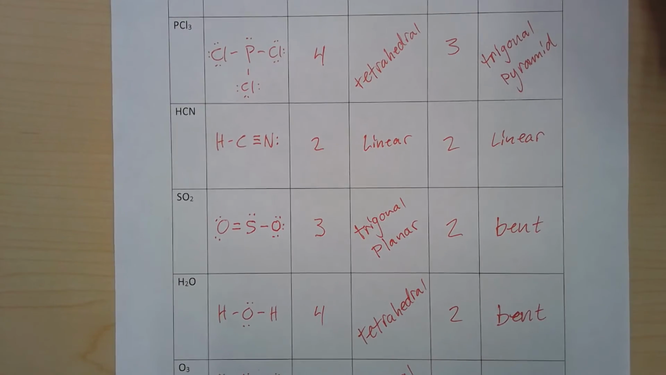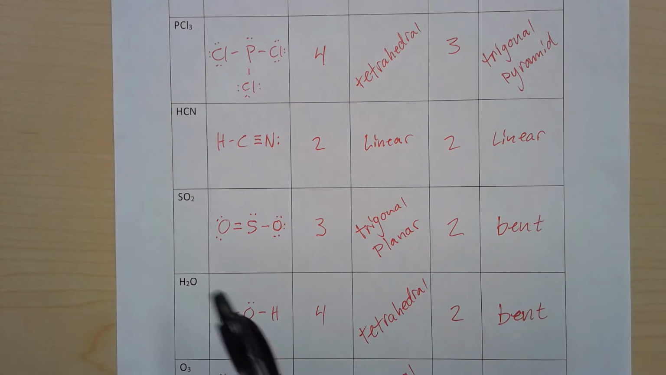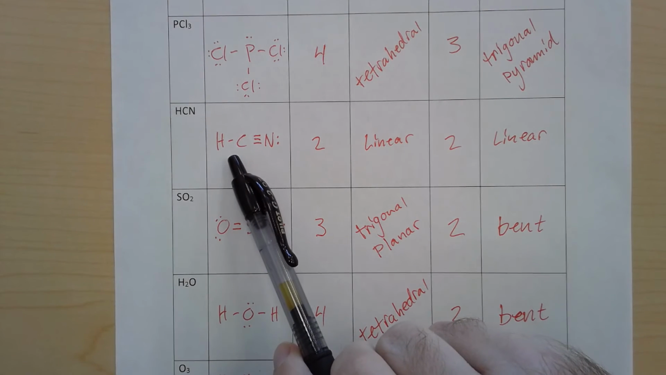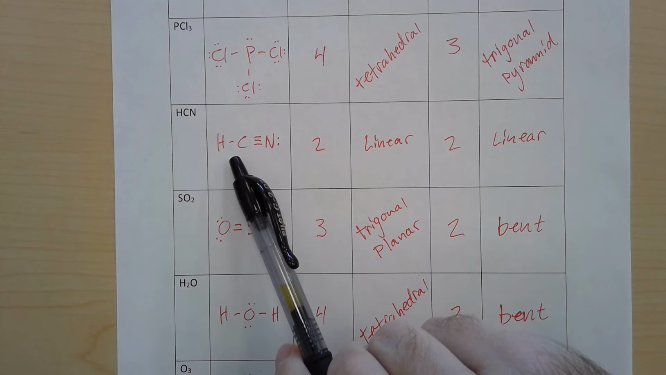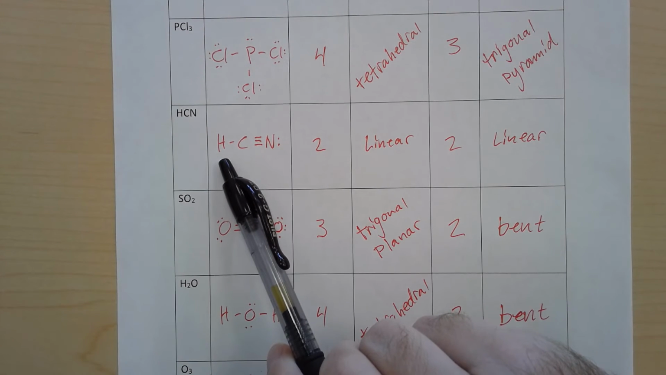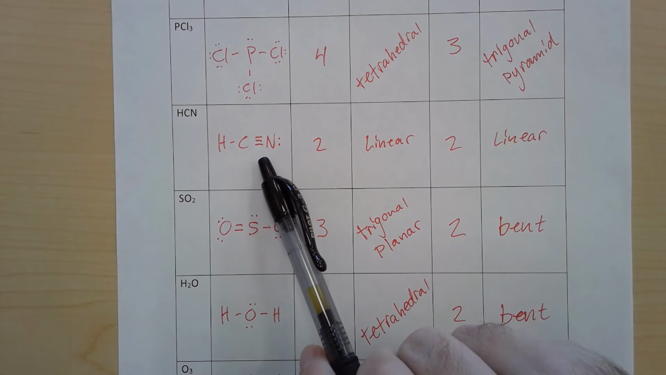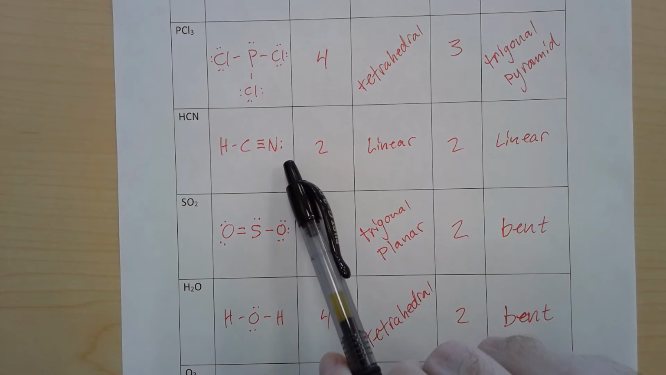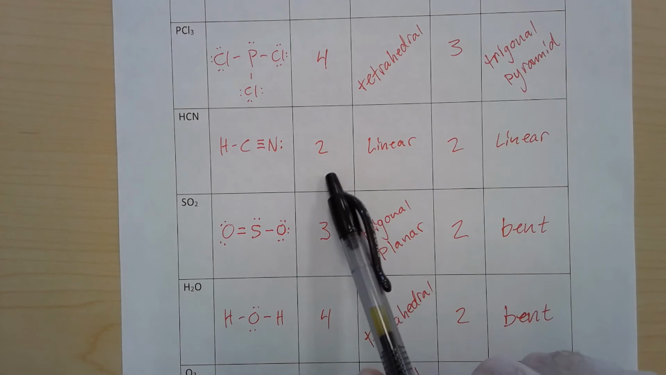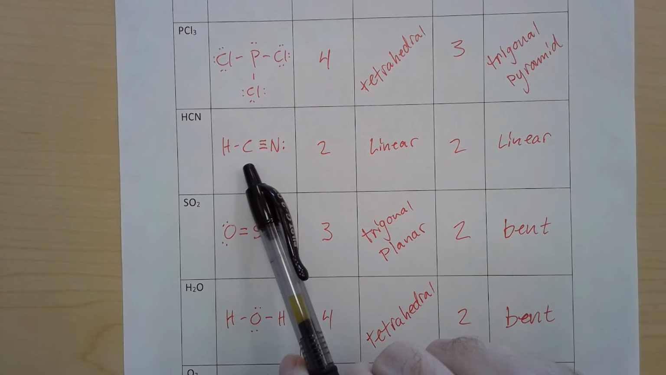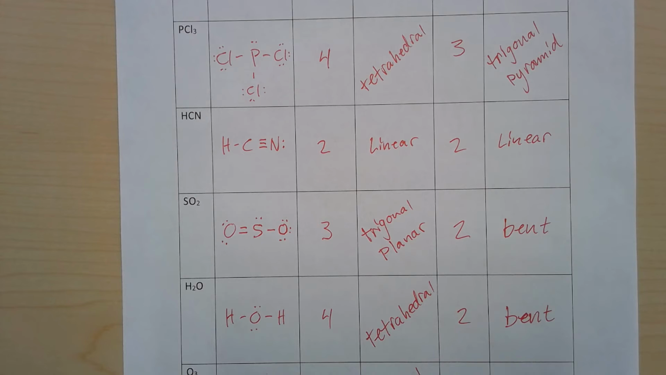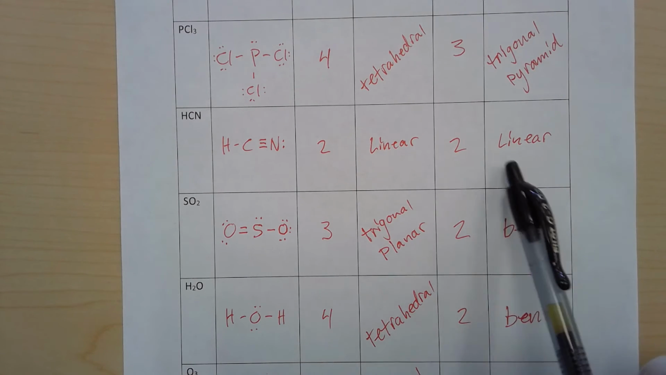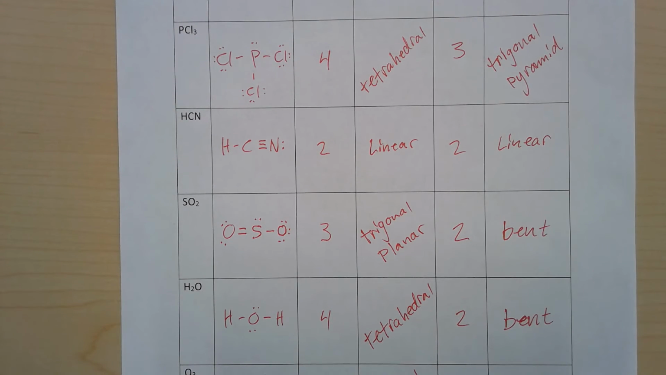Going down here, hydrogen cyanide, HCN, has a single covalent bond for HC because hydrogen can only have the two electrons, and then there's a triple bond between carbon and nitrogen with a lone pair on nitrogen. That makes this linear because around the central atom there's only two regions where electrons exist, and it would have to be linear as well in its molecular geometry. All right, let's move on to this one.